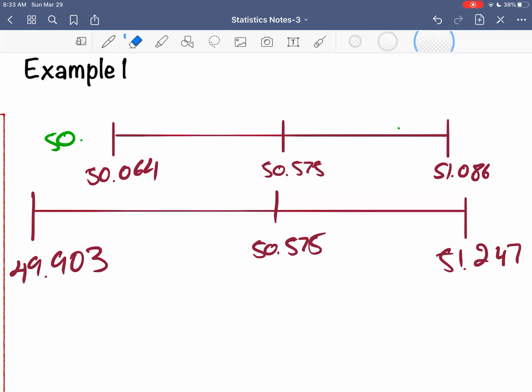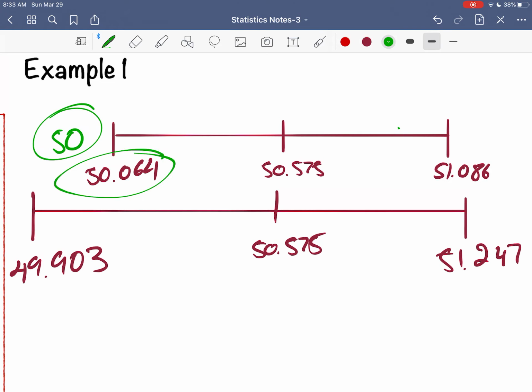And so we could see that it is outside the interval, meaning all the evidence shows that the average weight of the population is actually much larger than 50. It's greater than 50 because the lower limit is actually 50.064. So with 95% confidence, we can say, yes, we believe that the strength of the new bag is greater than 50 pounds.